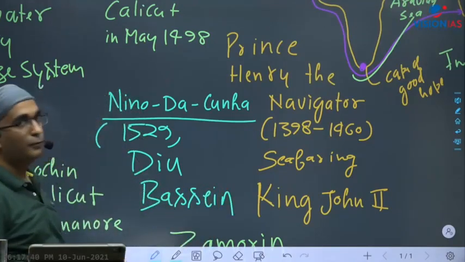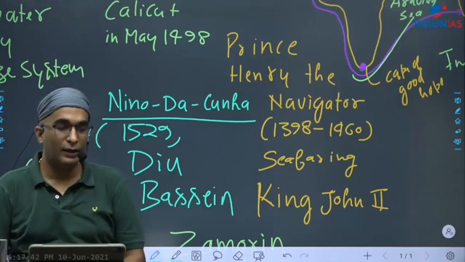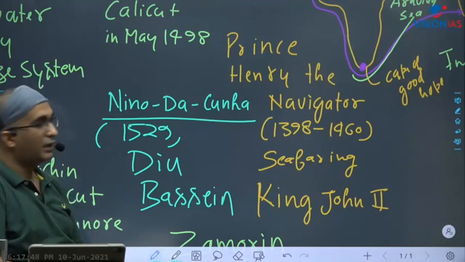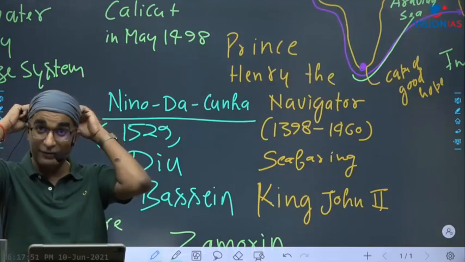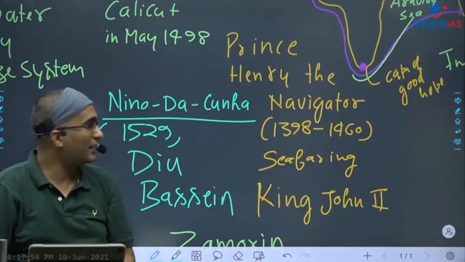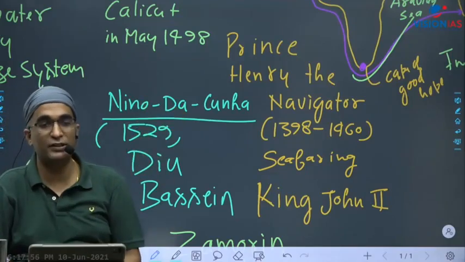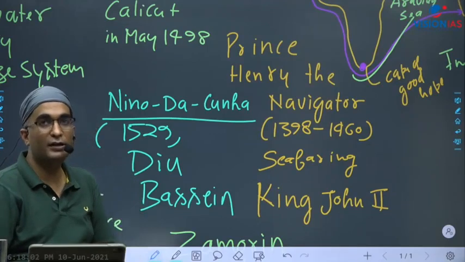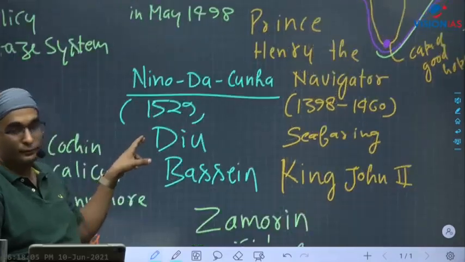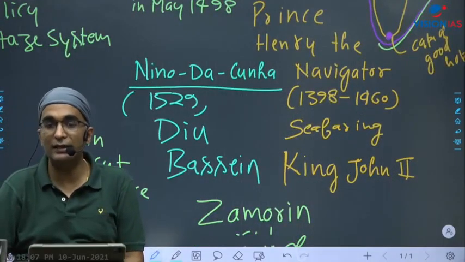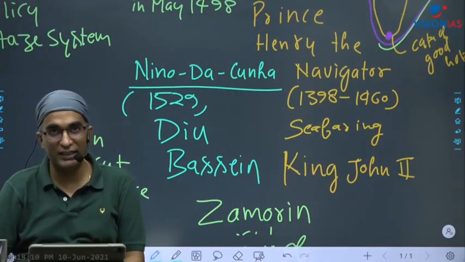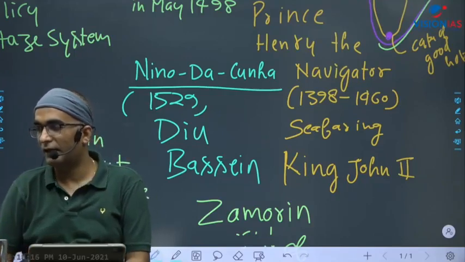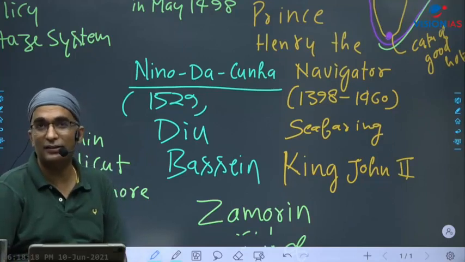So please mention that during the tenure of Nino da Cunha, in brackets you can write 1529, that was the period when he was appointed, the Portuguese acquired Diu and Basin in 1534 and 1538.